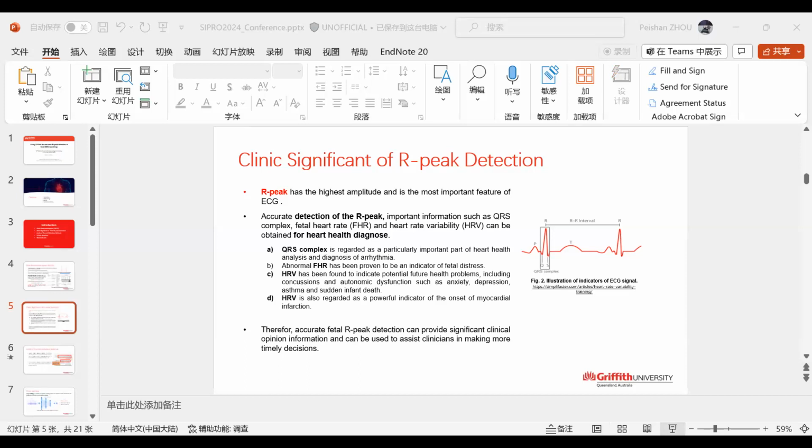So accurate detection of the RPICs is quite essential for analyzing the QRS complex, the fetal heart rate, and also the heart rate variabilities. And all this information has been proven to be the basis for early detection of many diseases related to the fetal and also the maternal. So accurate RPIC detection can provide the significant clinical information we need, and it can be used to make more timely decisions.